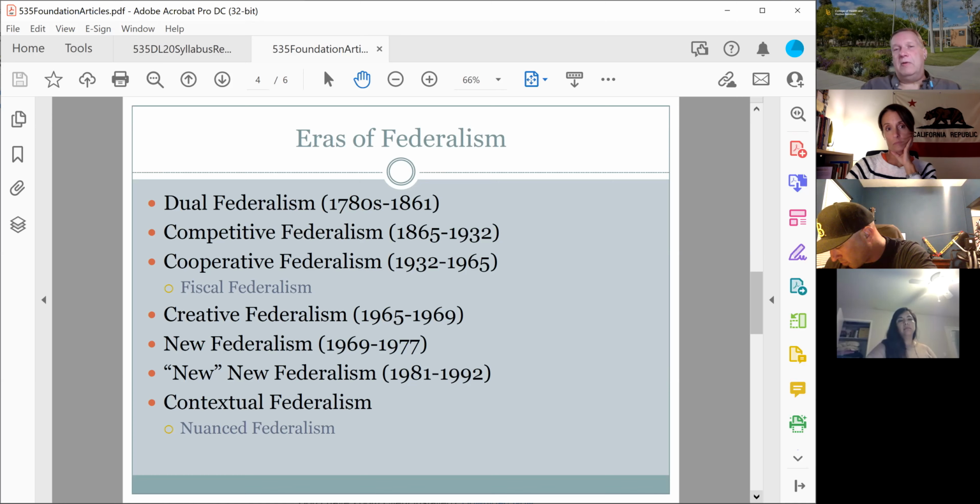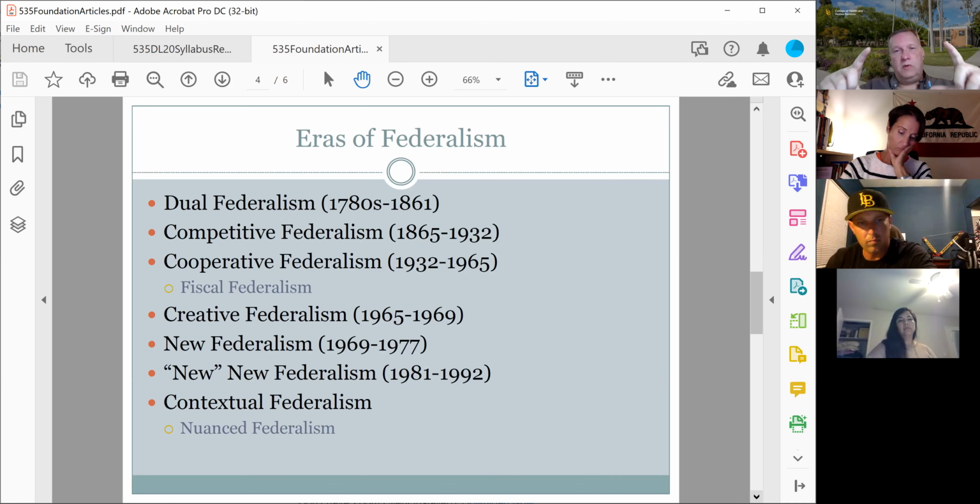In dual federalism, the sphere of influence for the national government was small and the sphere of influence for state government was much bigger. So if you're drawing your Venn diagram, the circle for national government powers is small, the state government circle is much larger. So that's dual federalism up to the Civil War.